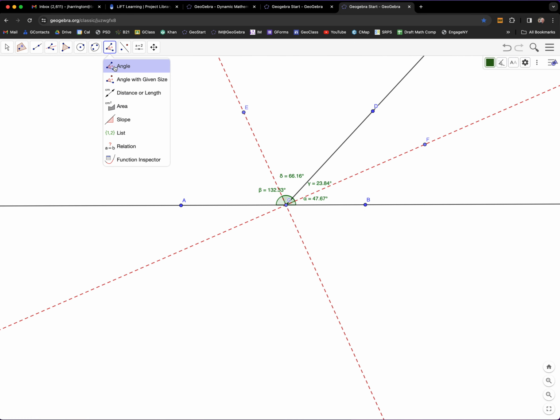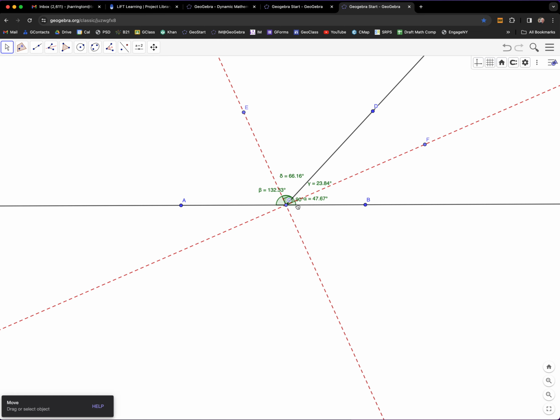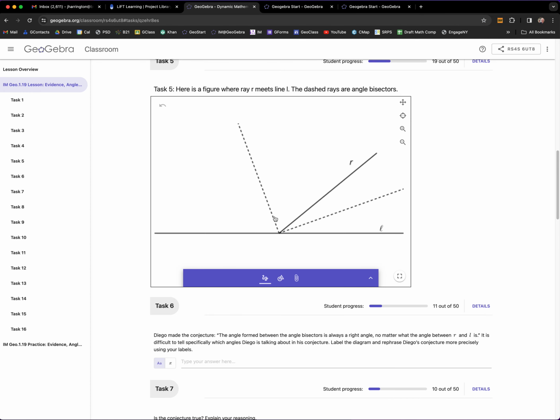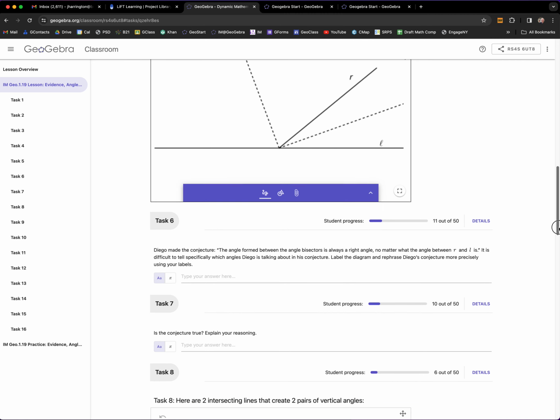Anyway, if we measure out angle F, C, E, sure enough, it's a 90-degree angle. There we go. All right. There you go. We proved it. So that's Diego, right? He says that this is always a right angle, right? And we try it and it worked, right?